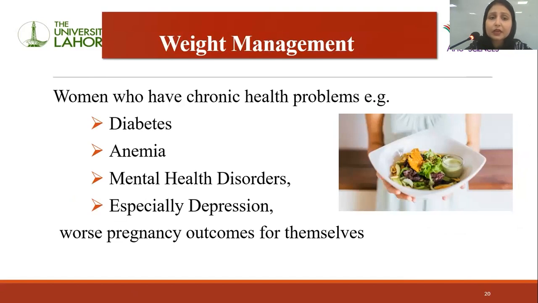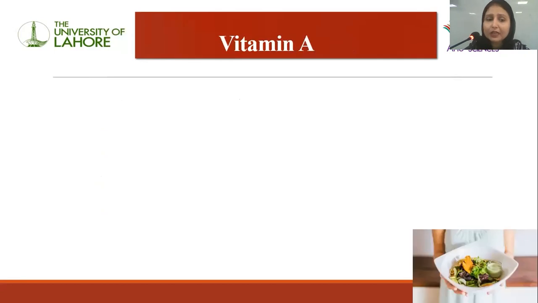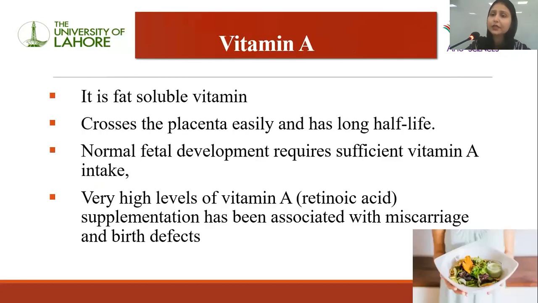If a woman has a chronic health problem, diabetes or anemia, automatically it will affect the health of the fetus. So what type of micronutrients are important for a mother? Vitamin A is a very important micronutrient, and it is a fat soluble vitamin. We can get vitamin A from two sources: animal sources in the form of retinoids, and plant sources in the form of carotenoids, beta carotene.